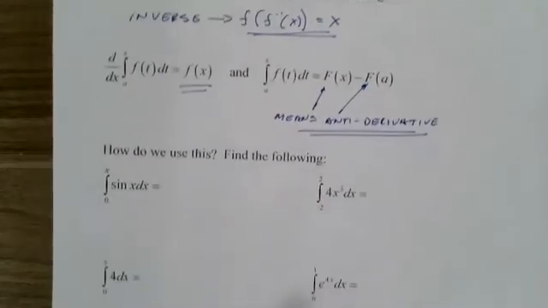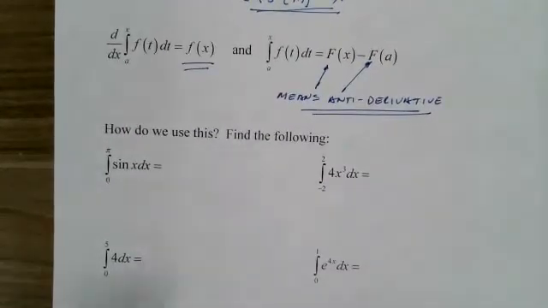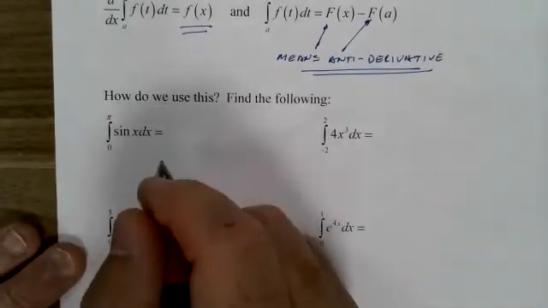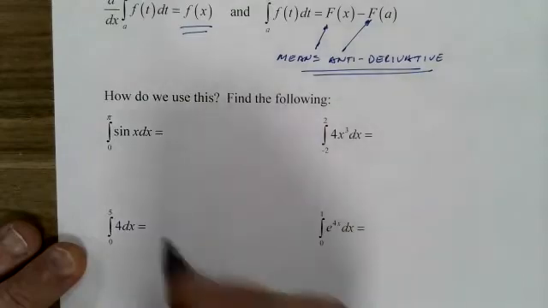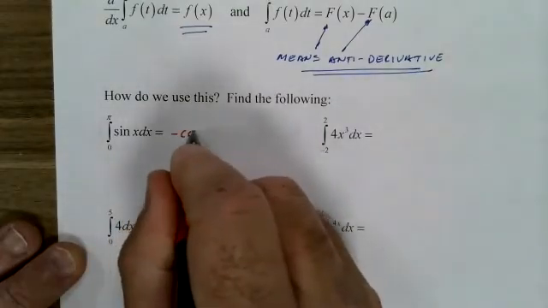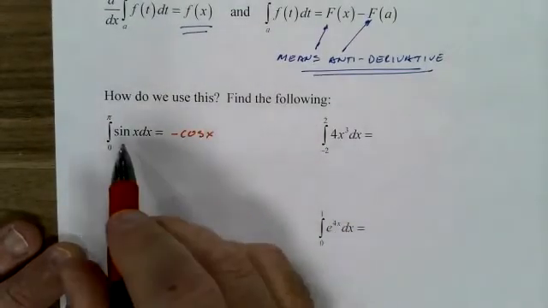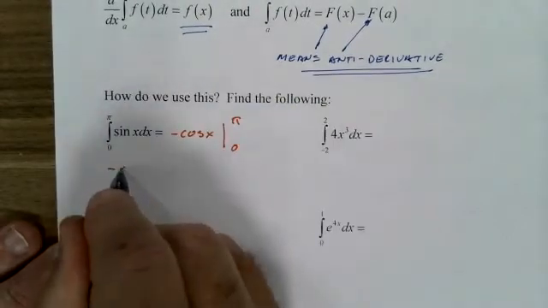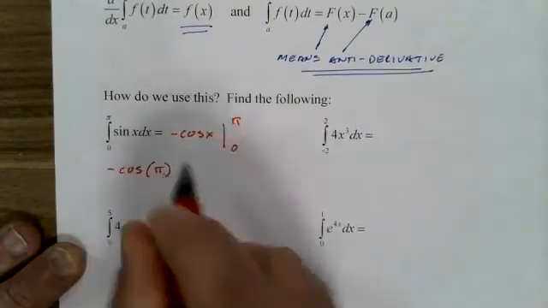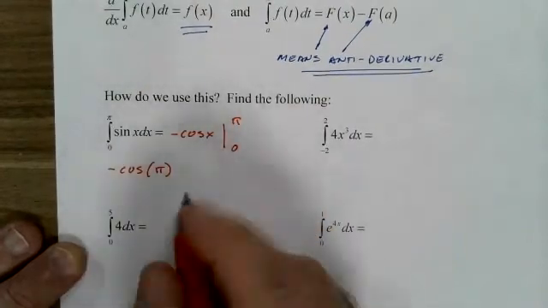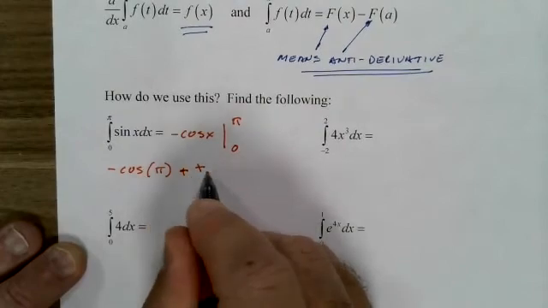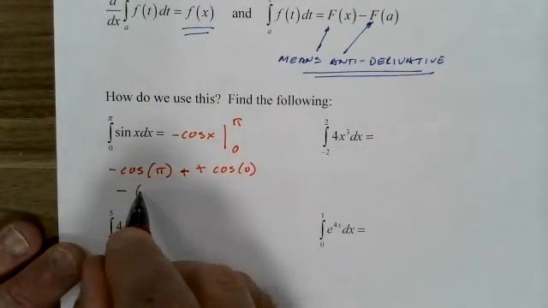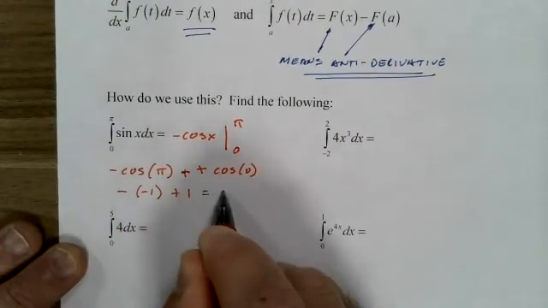Okay, so how do we use this? Well, derivative of what is sine? This is where we're going with this, and this is where you can't use your calculator on the test at the end of this unit. Well, it's negative cosine of x, because derivative of cosine is negative sine. Negatives cancel out. Build a little wall. And now we go negative cosine of pi minus negative cosine of 0. That's negative, if I'm not mistaken, negative 1 plus 1 is 2.